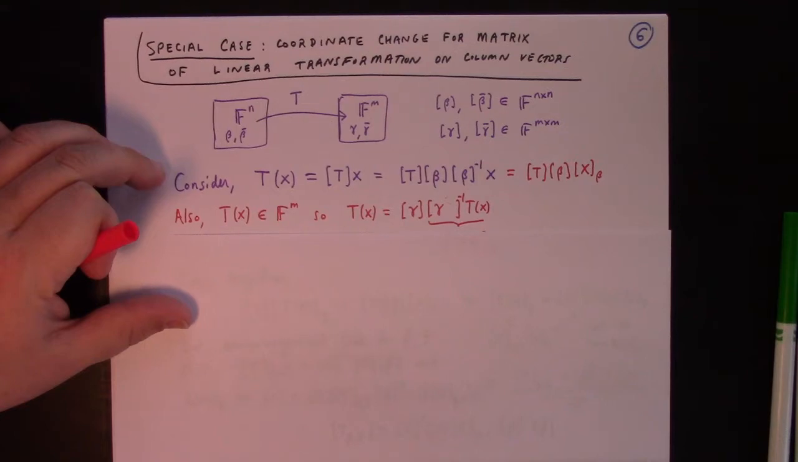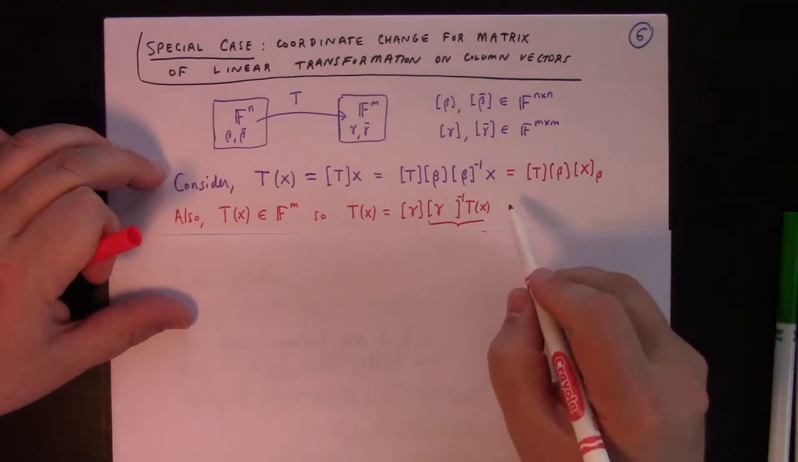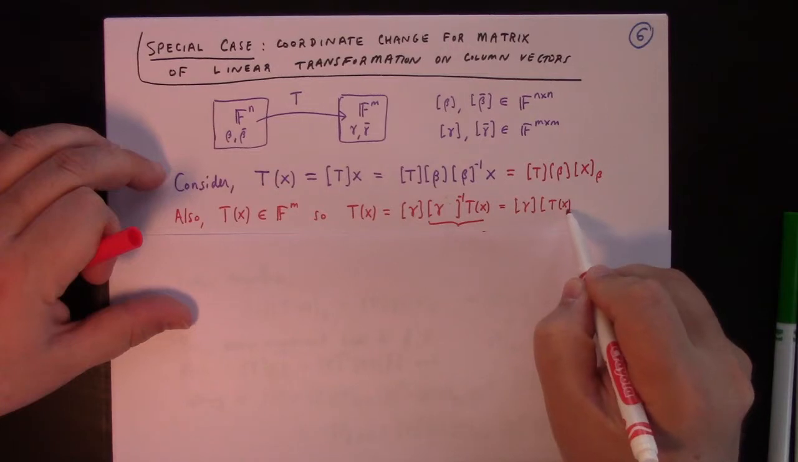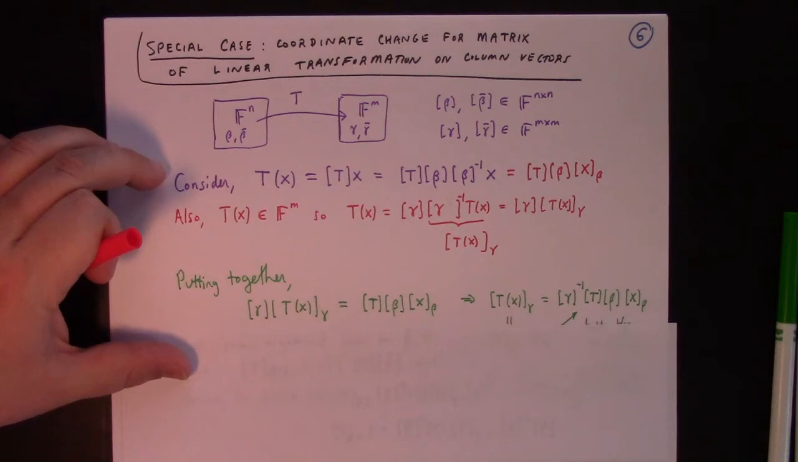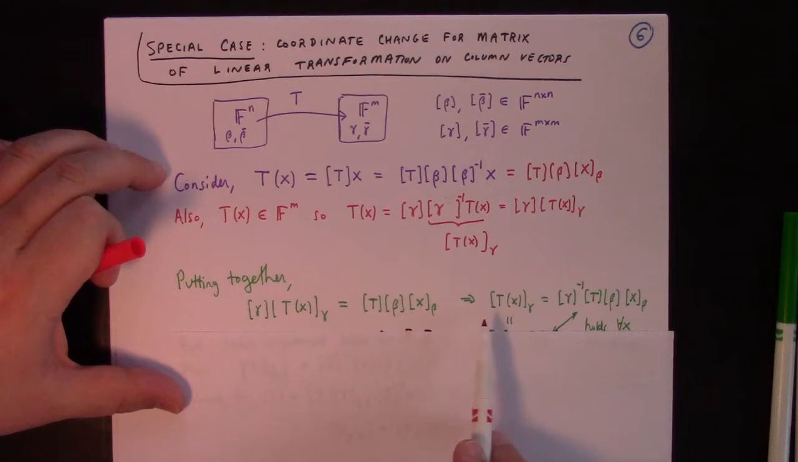But on the other hand, the image T of x is in Fm, so we can also expand that in terms of the gamma coordinates, right? So this would be gamma times the gamma coordinate vector of the image, right? So we can put these things together, and putting them together, we get that gamma times the coordinate vector of T of x with respect to the gamma basis is equal to the standard matrix of T times the beta basis times the coordinate vector of x. All right, well, so what? Well then, if you multiply this by the inverse of the gamma matrix on both sides, we get that the image is equal to gamma inverse T beta, x beta again.